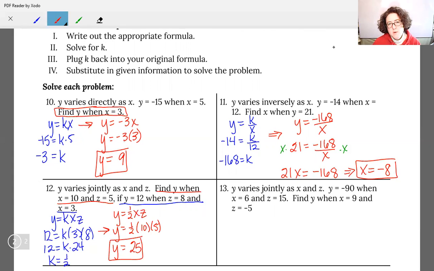Alrighty, number 13, go ahead and pause the video and try this one out. This is another y varies jointly as x and z. So same setup as number 12, just with different values. So go ahead, pause the video, try this out, and then restart, see how you did.